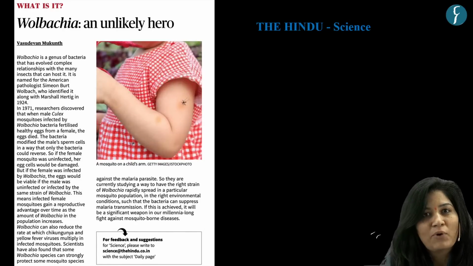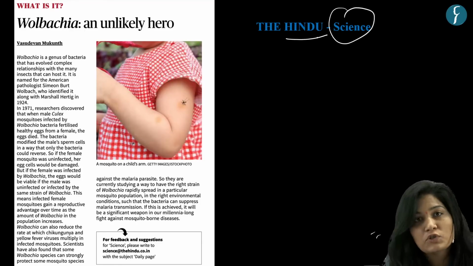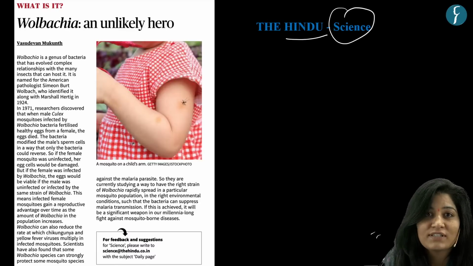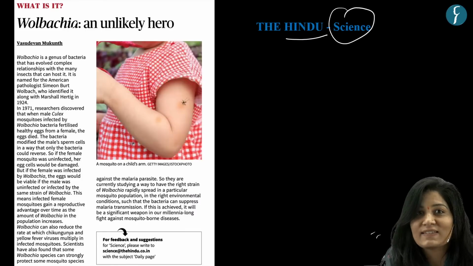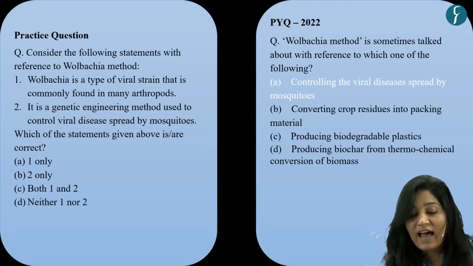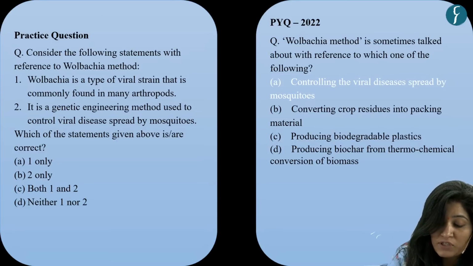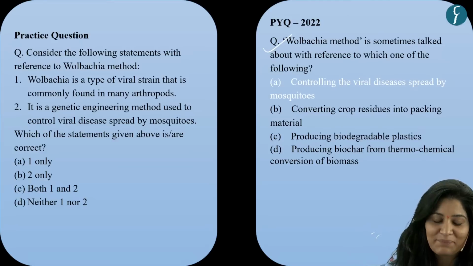So our first prelims pointer is based on this news article which appeared in the science section in the Hindu newspaper. The context of this article is that scientists found out that the Wolbachia method is quite successful in curbing dengue cases. As you know, UPSC has been asking questions related to scientific discoveries related to diseases. So here in 2022, UPSC framed a question on the Wolbachia method. So here we have taken up a practice question based on the same.